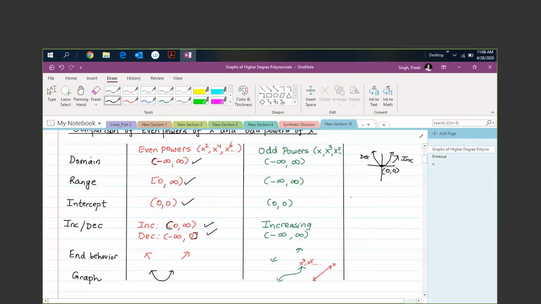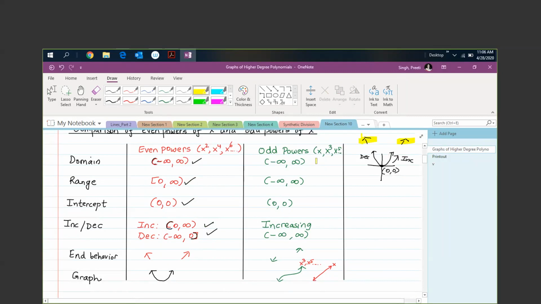The end behavior, which is a new term. End behavior means towards the end, where is the graph going? So towards the end, this parabola is going here and here. So there are two ends. One of the ends is negative infinity, the other end is positive infinity. On the left side, the parabola is going in this direction, and on the right side, the parabola is going in that direction. So that's called the end behavior of your even functions.